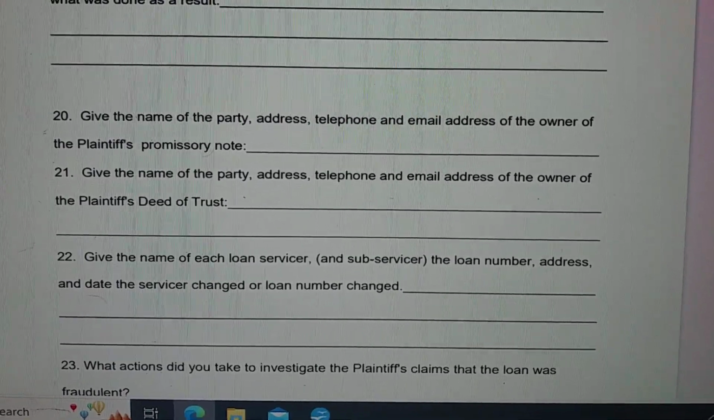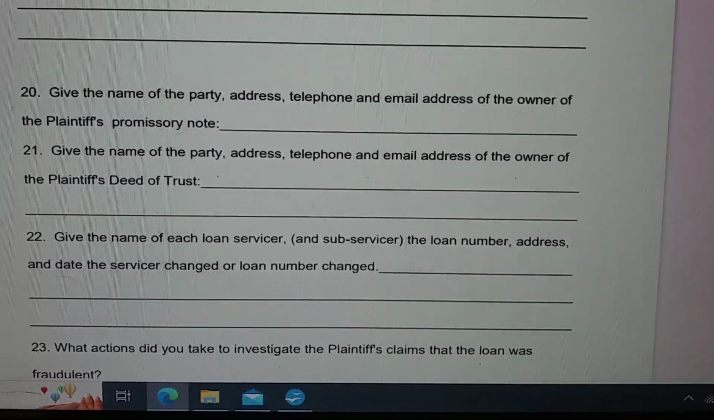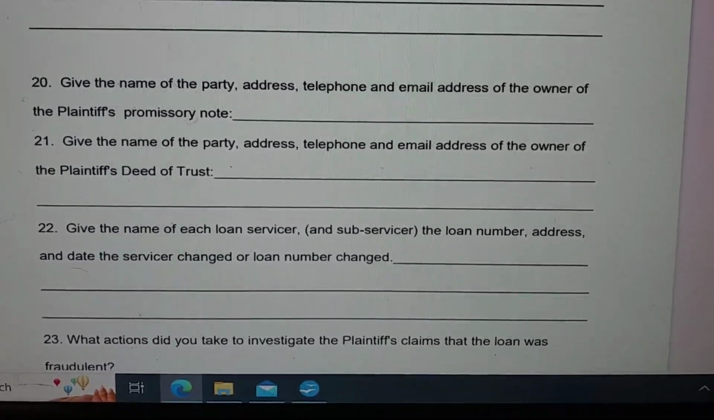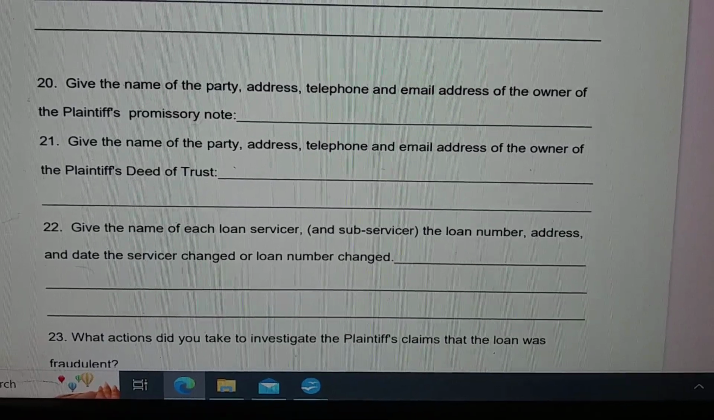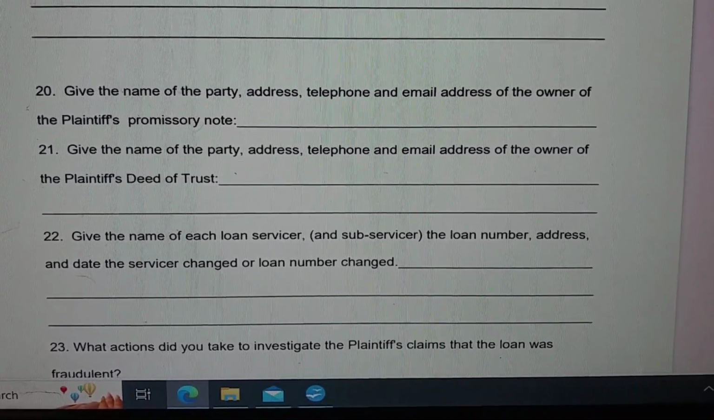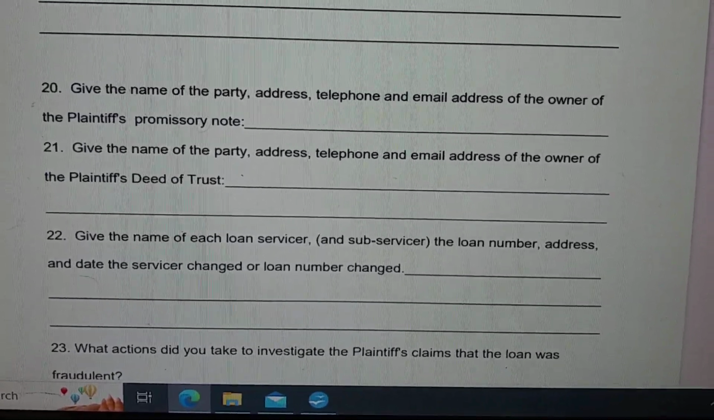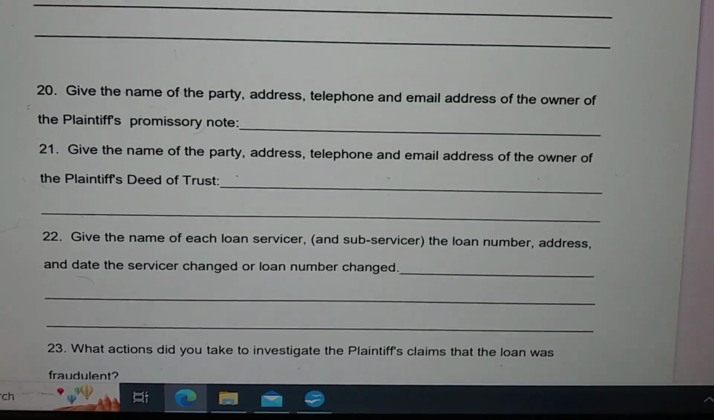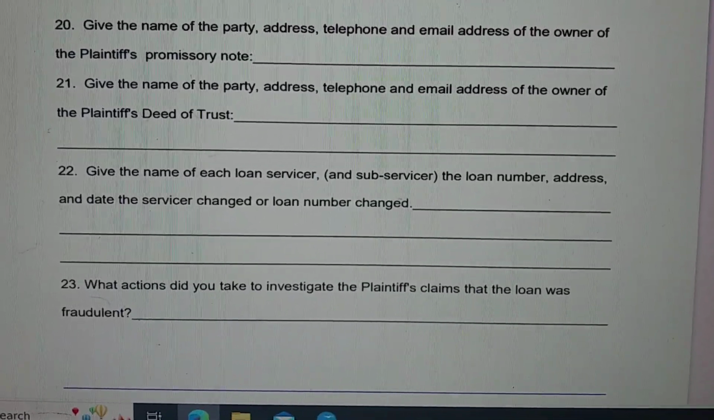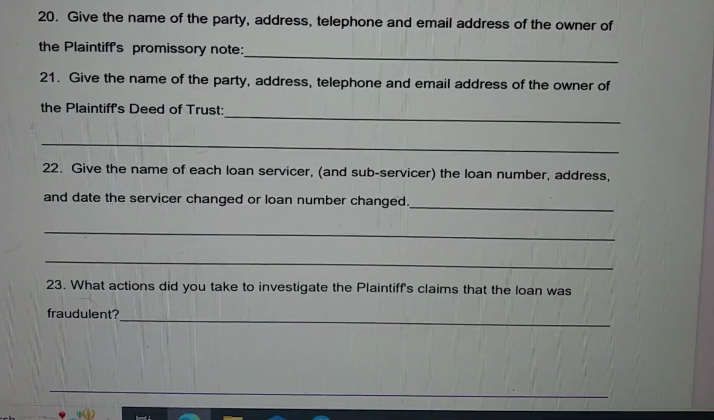promissory note. Number 21, give the name of the party, address, telephone number, and email address of the owner of the plaintiff's deed of trust. Number 22, give the name of each loan servicer and subservicer, the loan number, address, and the date the servicer changed or loan number changed. Number 23, what actions did you take to investigate the plaintiff's claims that the loan was fraudulent?